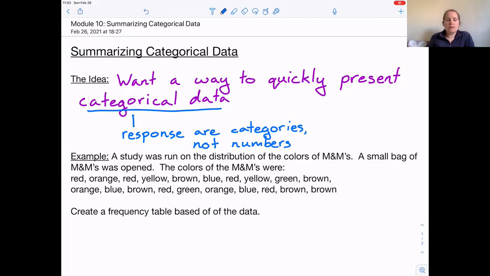Then from here, let's take a look at an example. A study was run on the distribution of the colors of M&Ms. A small bag of M&Ms was opened. The colors of the M&Ms were red, orange, red, yellow, brown, blue, red, yellow, green, brown, orange, blue, brown, red, green, orange, blue, red, brown, and brown. And our job is to create what is called a frequency table based off of the data.